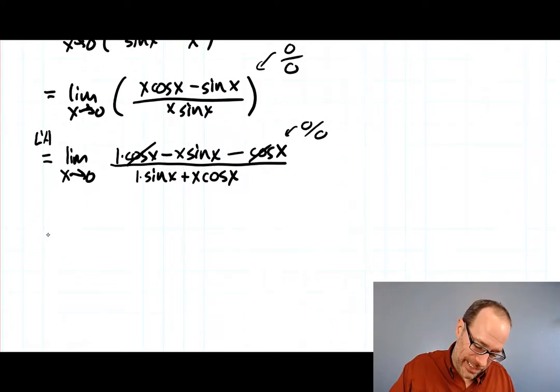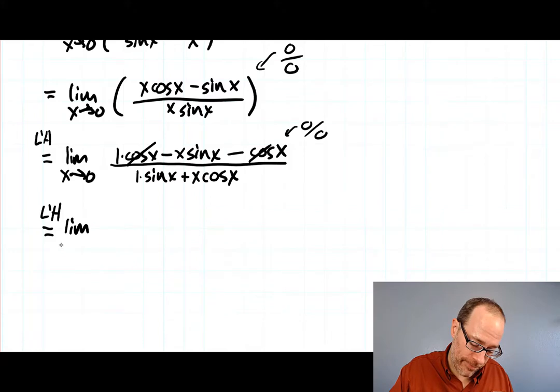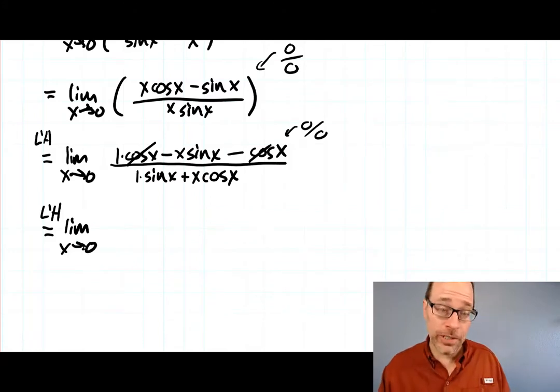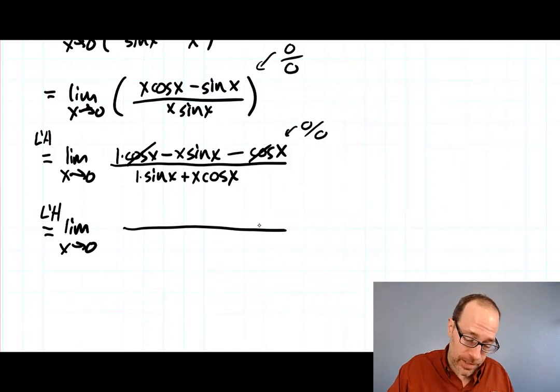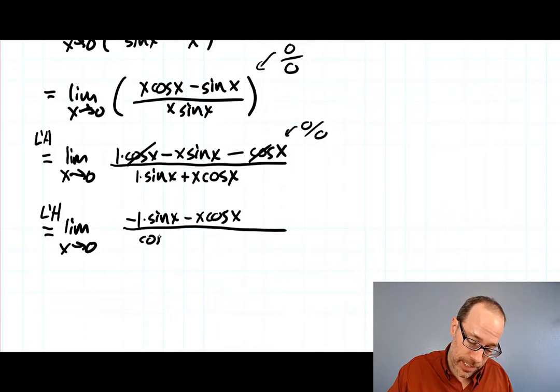But we learned last time that sometimes this can be saved by doing L'Hôpital's rule again. So it's product rule again. So it's minus 1 times sine, and then the derivative of the sine is a cosine. And over here we have derivative of sine, cosine, and then we have 1 times cosine, and then a minus x times a sine.